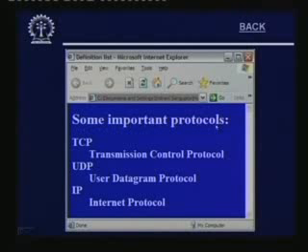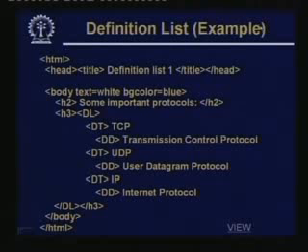Some important protocols, this is the heading, and under the heading we have Transmission Control Protocol, this is the description for this item TCP, the definition term. UDP, User Datagram Protocol. IP, Internet Protocol. So, these definition terms and the descriptions will be coming in this way, suitably formatted and indented. Okay. So, sometimes you can use this to show some short terms, items and their descriptions or definitions.